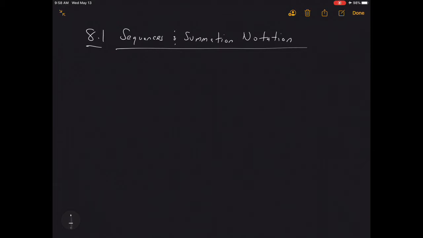Okay, we're into section 8.1, which is sequences and summation notation. Sequences, in a very simple and probably simplified definition, a sequence is simply a list. Now we're going to expand upon that just a little bit. The list needs to be ordered, and it's got some kind of a defining characteristic.